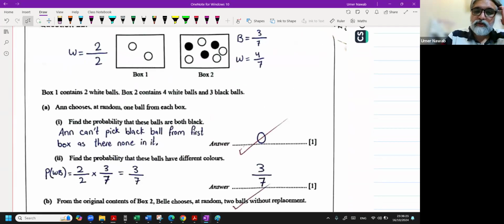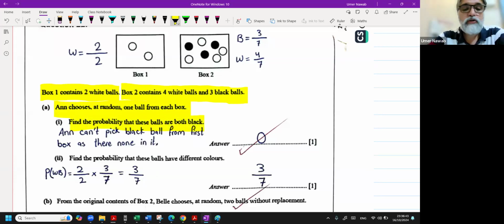Now the next question, in box A, we have two white balls. Box B contains four white balls and three black balls, and he chooses at random one ball from each box. Find the probability that the balls are both black. For sure, the probability is 0 because in box 1, there is no chance he's going to get the black ball. So the answer is 0, straightforward. That's why it has 1 mark, because there is no working required, just a little logic.